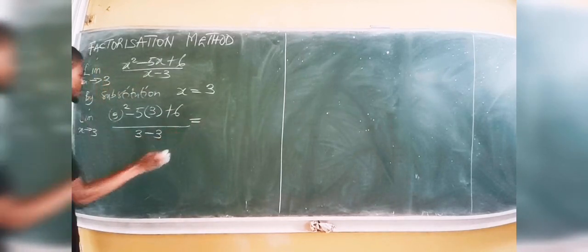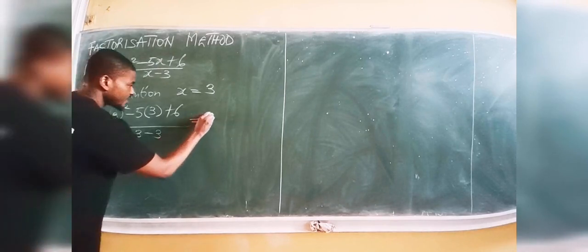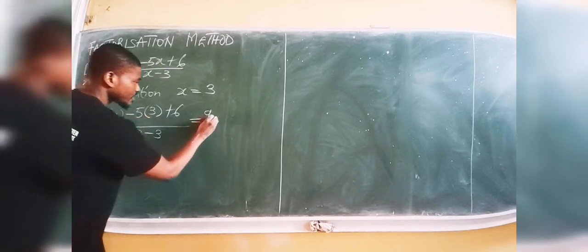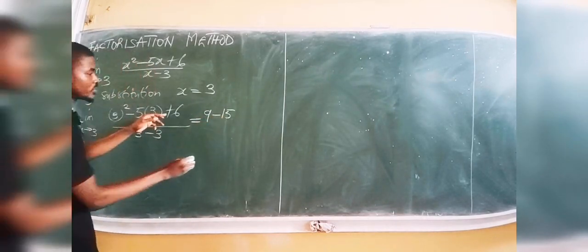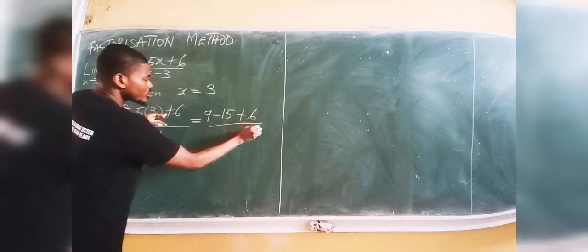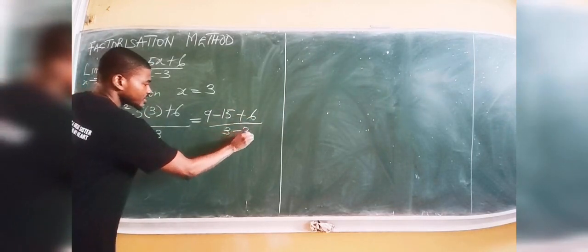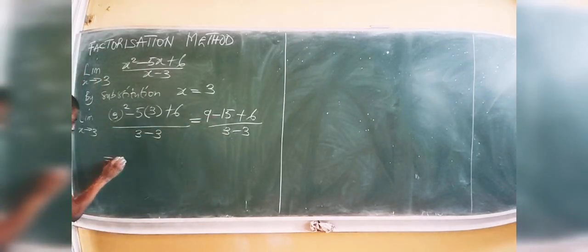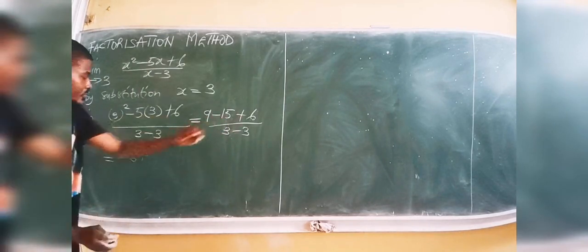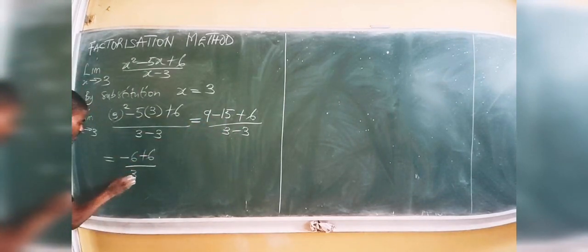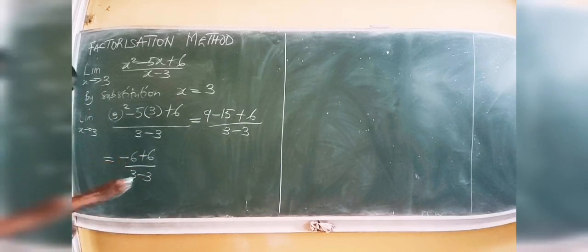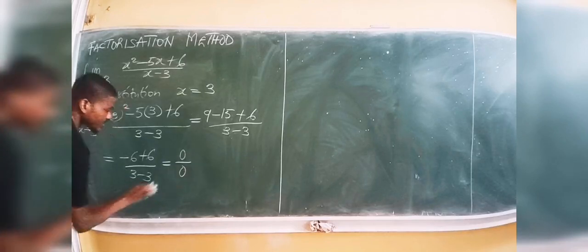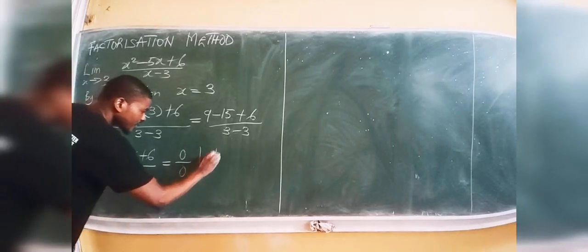This is now equal to 3 squared, which is 9, minus 5 times 3, which gives us 15, so this is minus 15, plus 6, all over 3 minus 3. So 9 minus 15 gives us minus 6, plus 6, all over 3 minus 3. Minus 6 plus 6 gives us 0, and 3 minus 3 also gives us 0, so which is indeterminate.